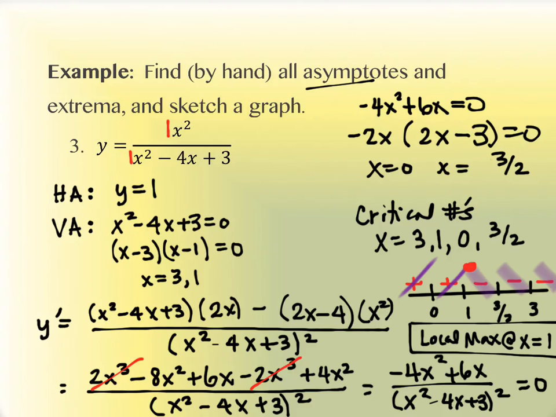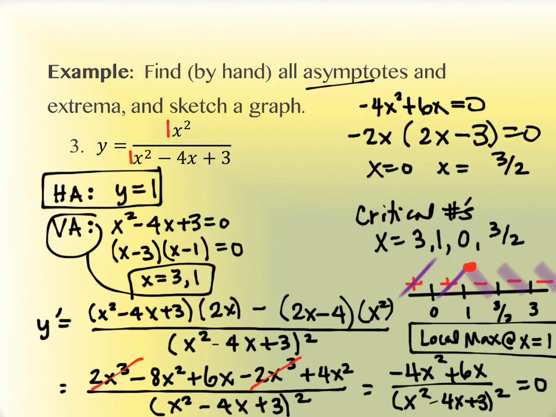Okay, so far, the pieces of information I'll need to graph, and we'll do it next time, is I have a horizontal asymptote at y equal 1. I have 2 vertical asymptotes at x equal 3 and 1. And then I already have my local max boxed in over here at x equals 1.